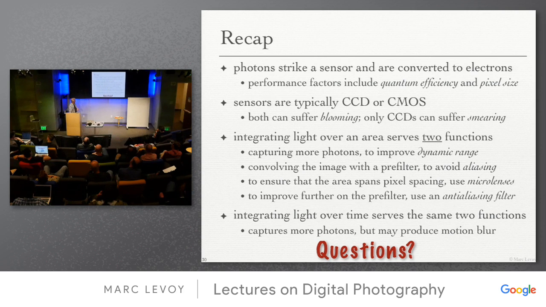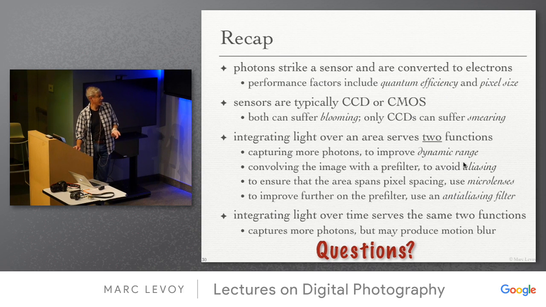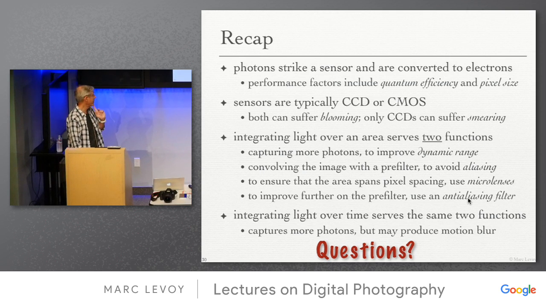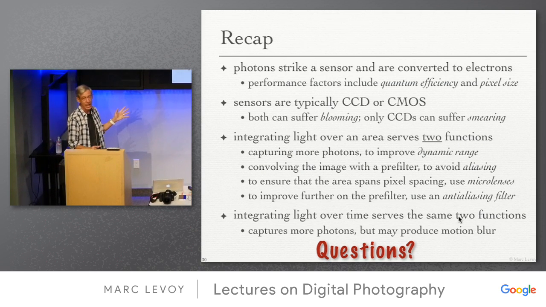We talked about CCDs, CMOS, and integrating to both improve dynamic range and avoid aliasing. We use micro lenses to do both of those, and then we also use an anti-aliasing filter to improve on the pre-filter. And then the same thing happens over time.